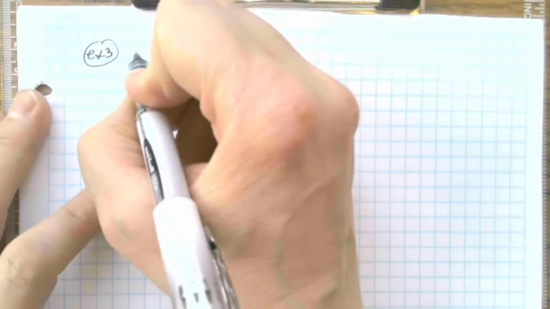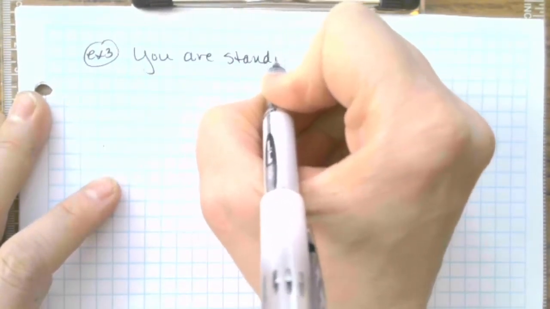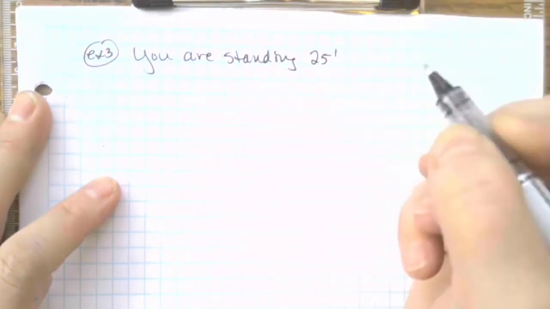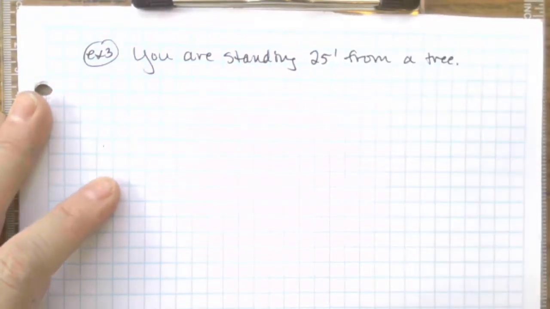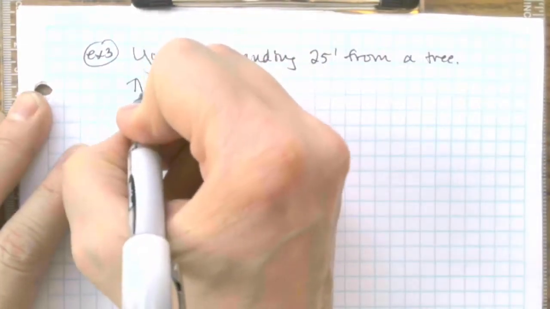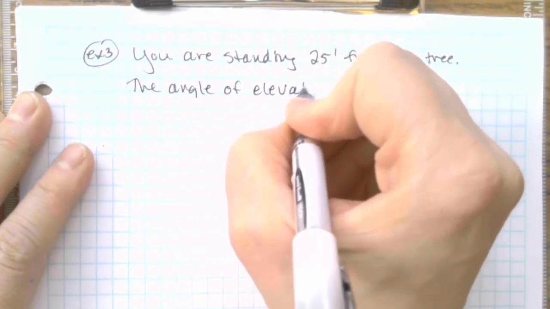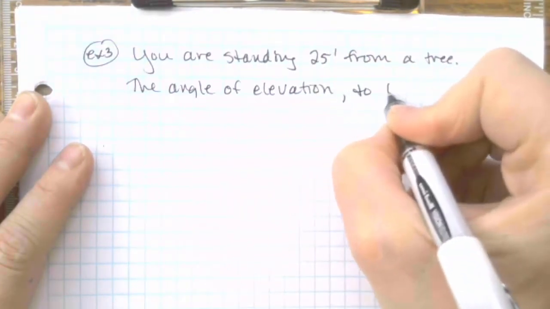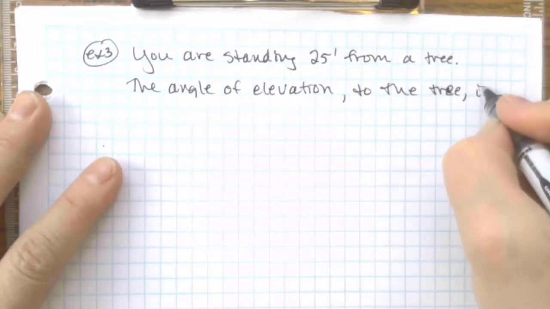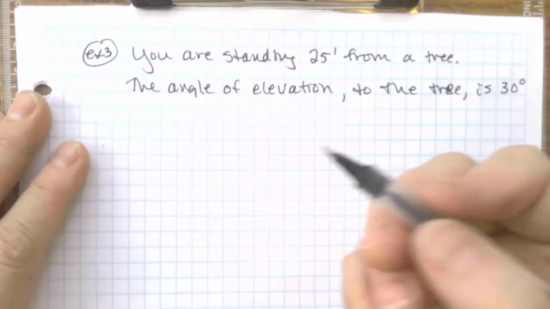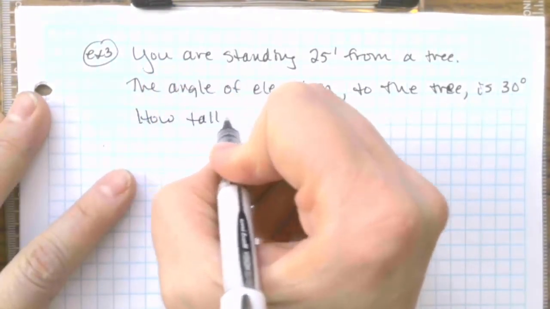Okay, so here's our problem. You are standing 25 feet from a tree. The angle of elevation to the tree is 30 degrees. How tall is the tree?